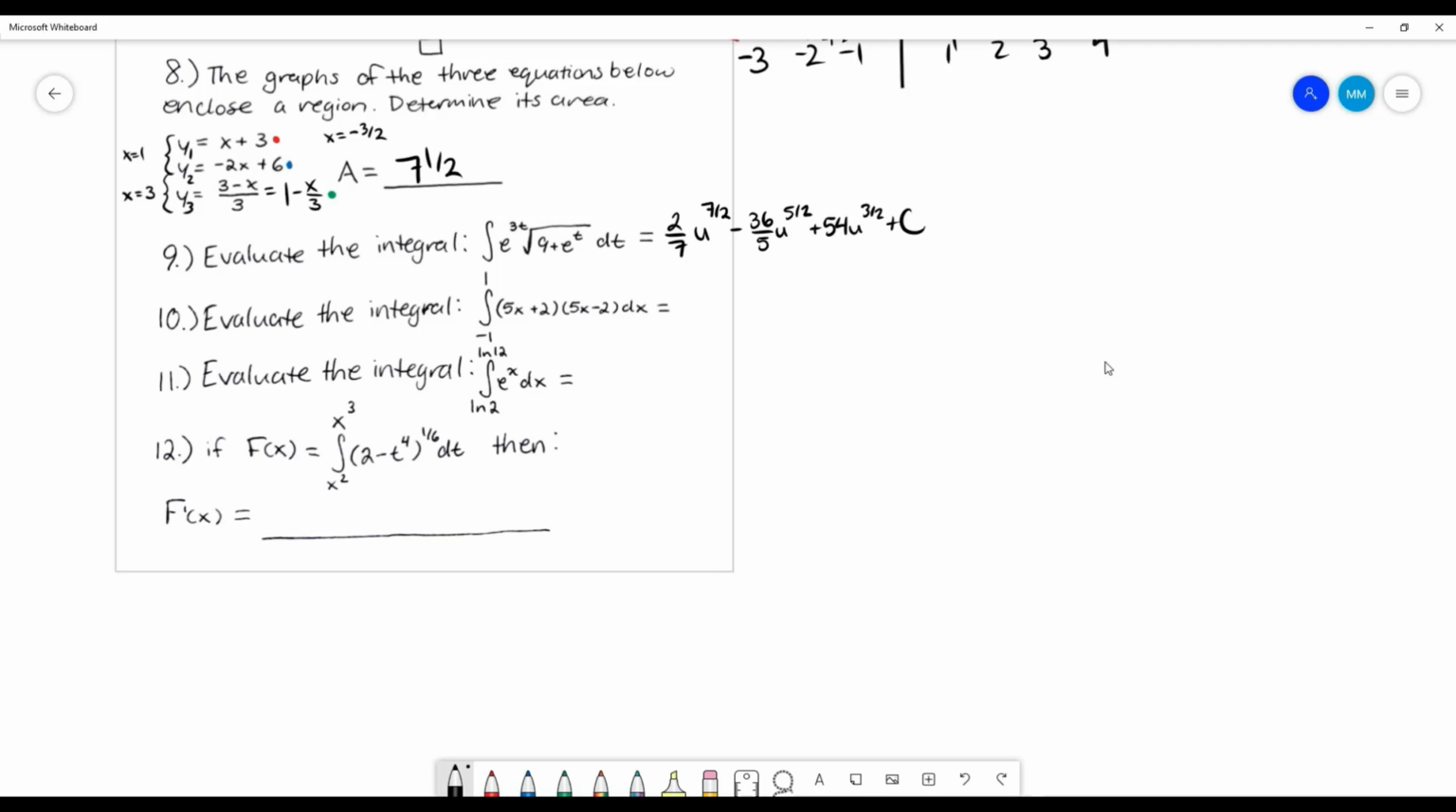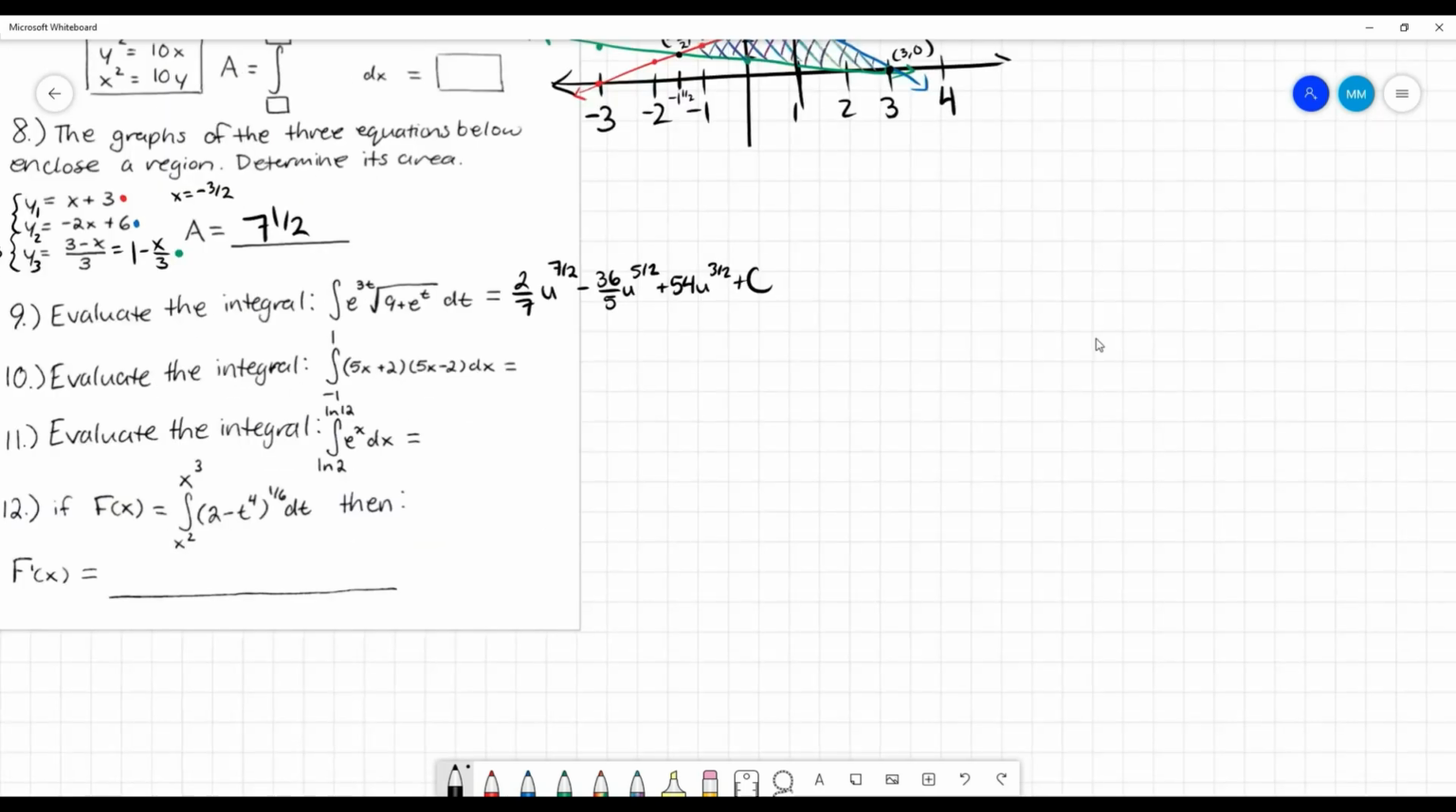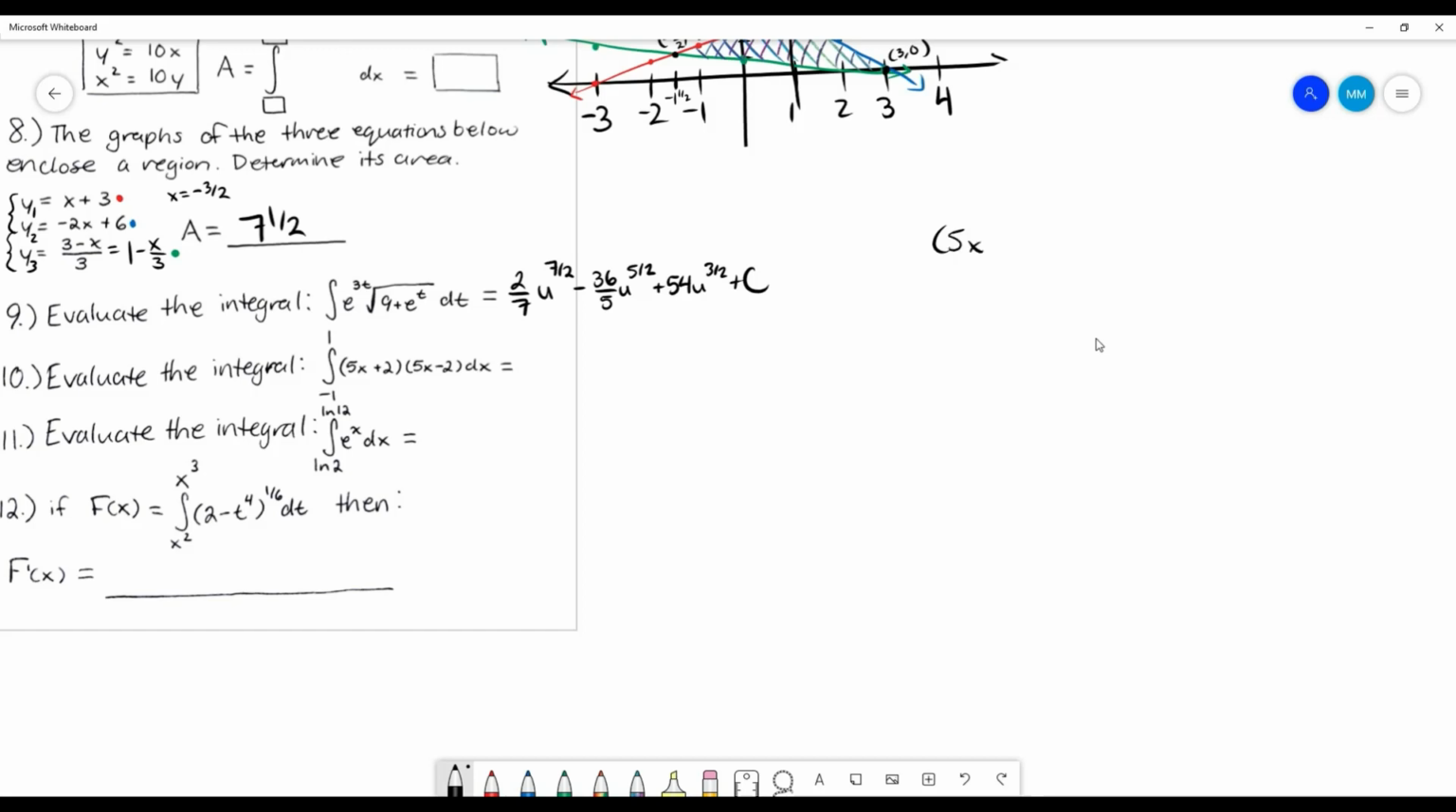This next one might look confusing just because, well, these are multiplied, but all we have to do is distribute. It's that simple. So I take 5x plus 2 times 5x minus 2, and I know that's a perfect difference of squares, so that's going to be 25x squared minus 4. And feel free to double check that by distributing that out, but it should be this. So then I could rewrite that, and this is a definite integral, so don't forget those bounds.